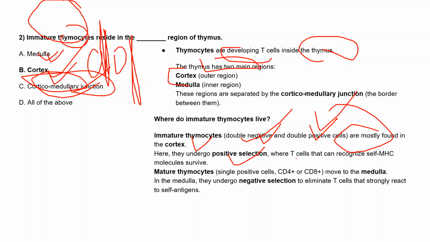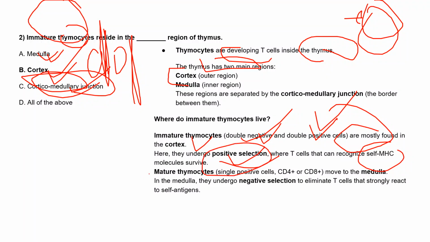Because if they are not able to recognize the self MHC, then these T cells can attack our own cells, and that can cause autoimmune disorders. So they have to undergo positive selection as well as negative selection. In positive selection, the T cells which recognize the self MHC molecule, that is the normal MHC molecules, will not attack those cells, and only those cells will survive. This kind of selection we call positive selection.